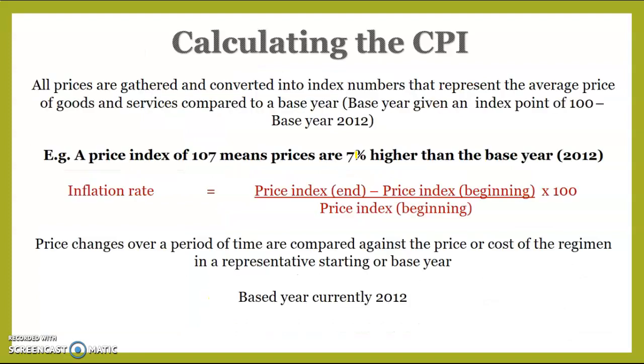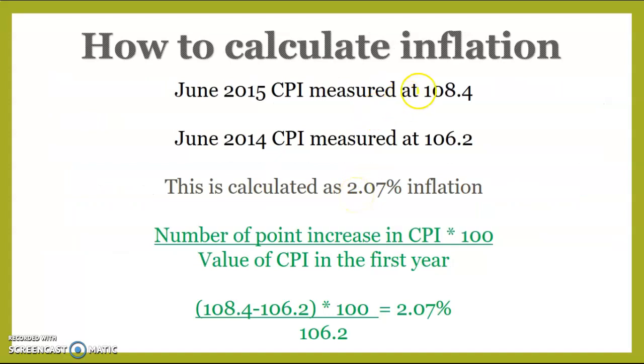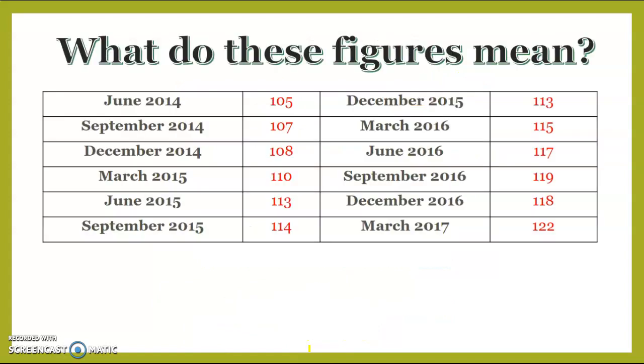When you're calculating inflation, make sure you're aware of how to calculate it. So you basically do the price at the end minus the price at the start, divided by the price at the start, times by 100. So if it's for June 2015, it'd be 108.4 minus 106.2 divided by 106.2 times 100. These figures basically mean how much prices have increased since 2012. So a figure of 122 means prices have gone up by 22% since 2012.